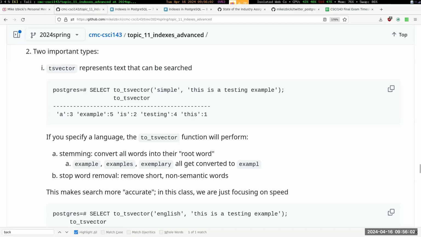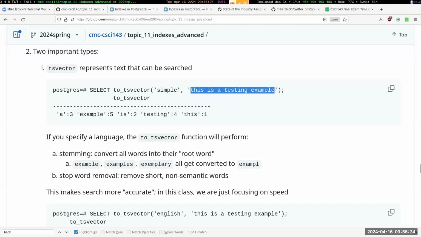And so inside of the TS vector type, this is the contents of the TS vector listed down here. The things inside of the strings right here are the individual words that have been extracted, and the number over here is the location in the string where that word was located.